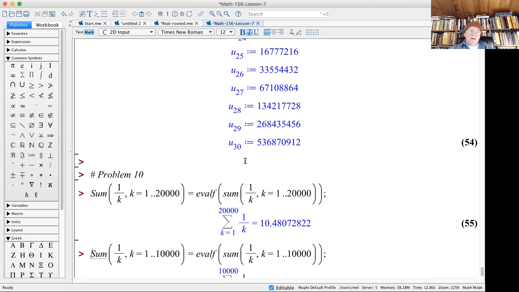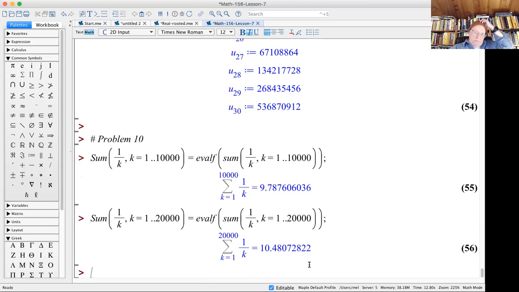All right, let me do it the opposite way. If I sum up to 10,000, the reciprocals of the integers, I get 9.78. When I go up to 20,000, I get bigger than 10. So if I want to find the smallest integer, n, where the sum up to n is bigger than 10, this says it's between 10,000 and 20,000. So I don't want to look at every single number.